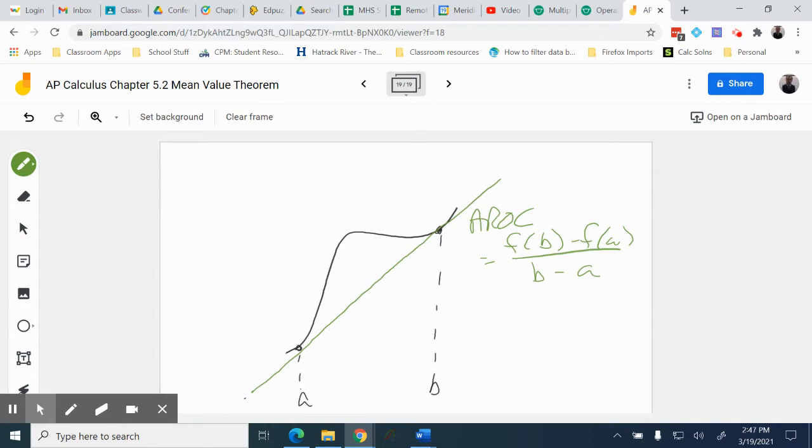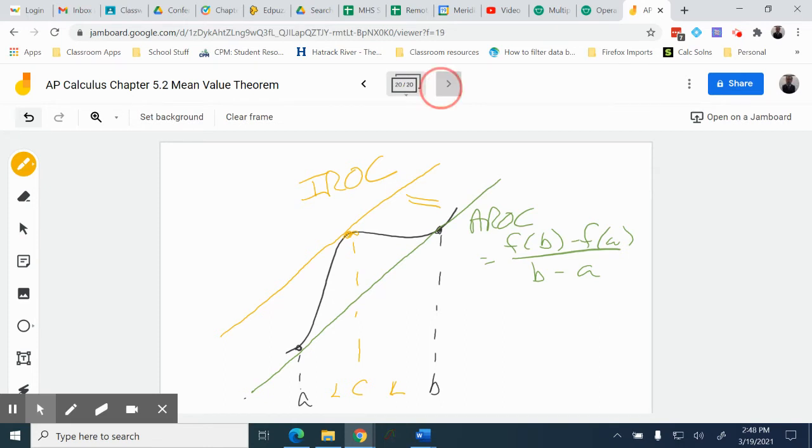If the function is continuous and differentiable, then there is some value C in the interval such that the instantaneous rate of change is equal to the average rate of change. Those two lines have the same slope. That is the mean value theorem.